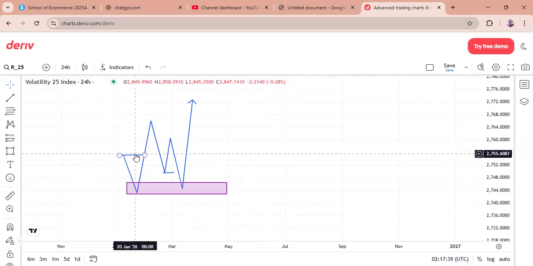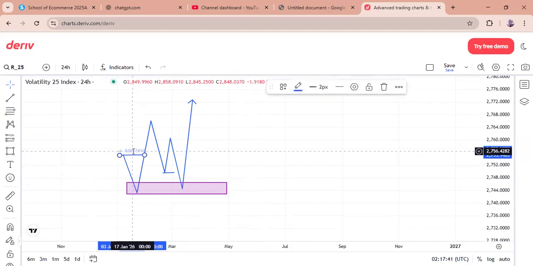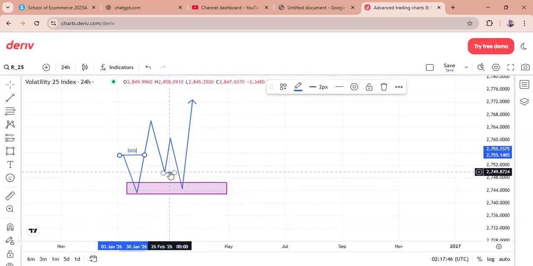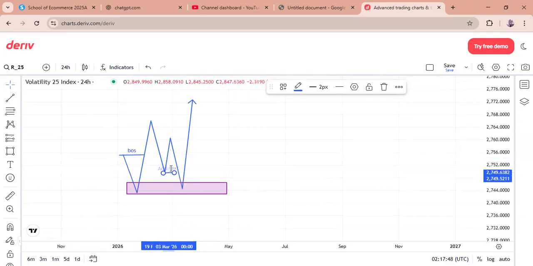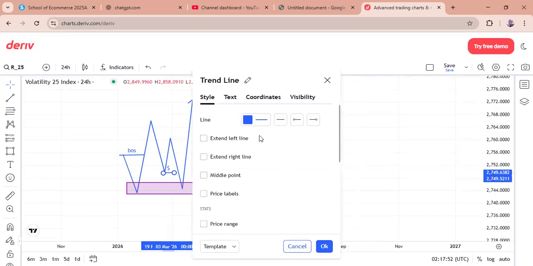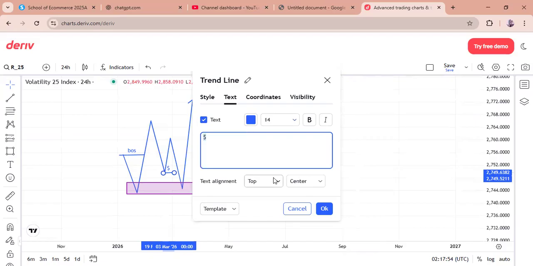So let's go to the BOS so that you understand it better. And let me use the liquidity sign for that, and change it to the bottom.